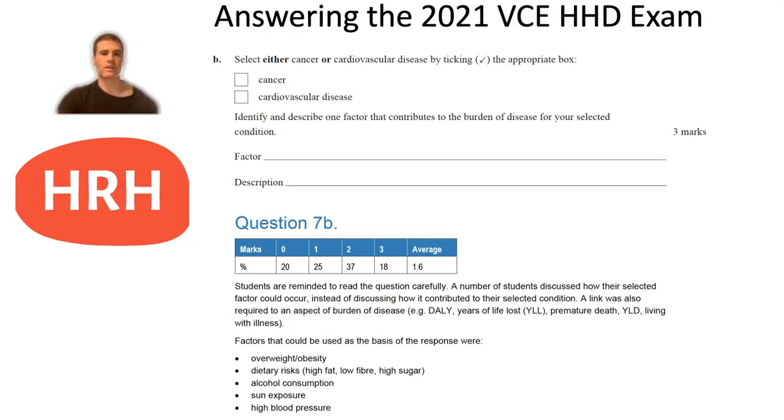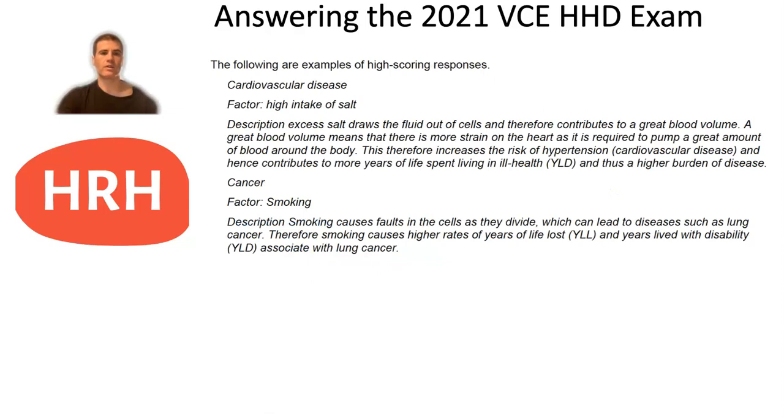They gave you some examples of different factors that could have been given as the basis of this response. So then over on the next slide here, I've shown you a couple of high scoring responses, one for each of cardiovascular disease and cancer. For example, the factor for cardiovascular disease was a high intake of salt. So they talked about how excess salt can draw fluid out of cells and contribute to greater blood volume. Greater blood volume means there's more strain on the heart.